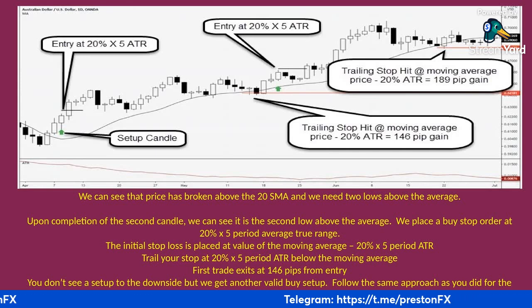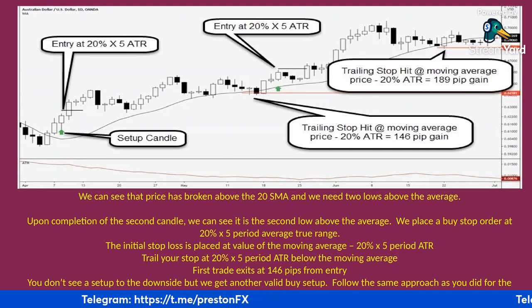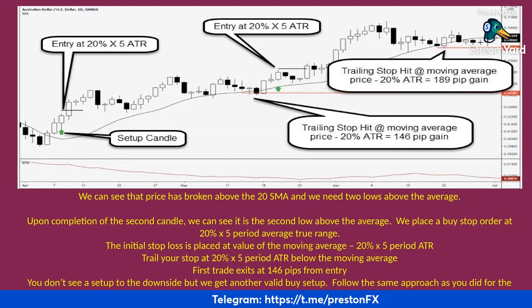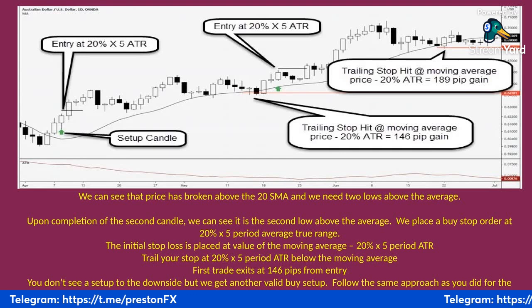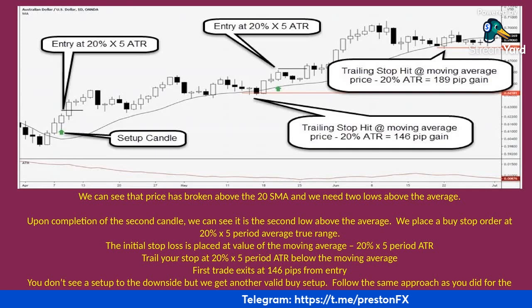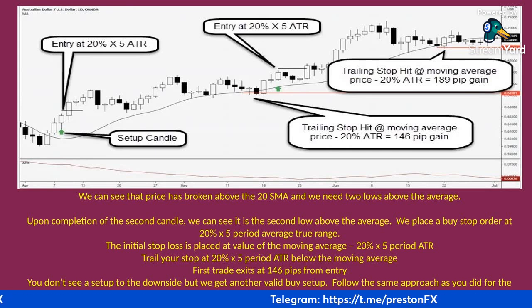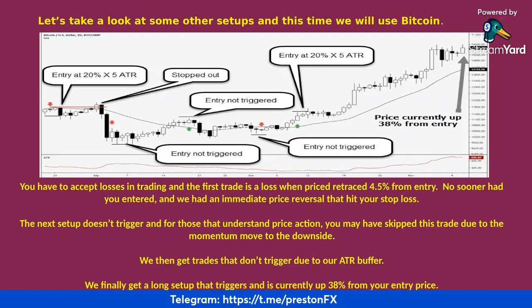All right, upon completion of the candle, you can see it is the second low above the average. We place a buy order stop at the 20% times 5 average true range. The initial stop loss is placed at the value of the moving average. All right, trail your stops. First trade exit is 146 pips from entry. If you don't see a setup to the downside, but we do get another valid setup, all right, same thing. Let's go to the next one.